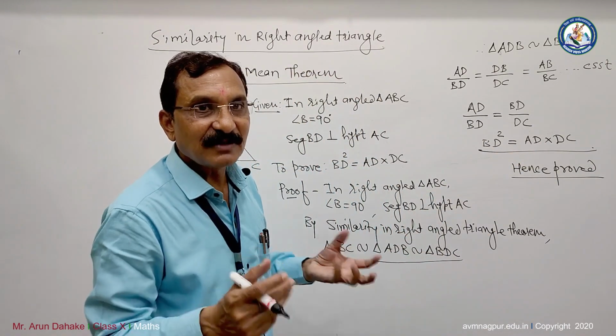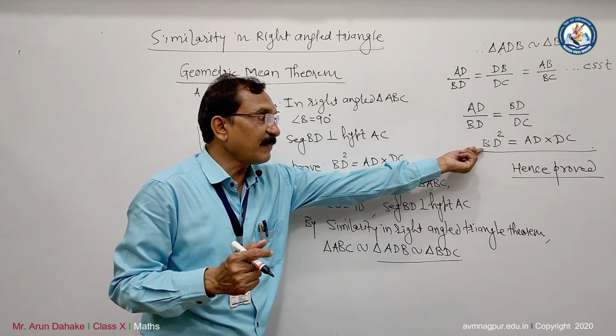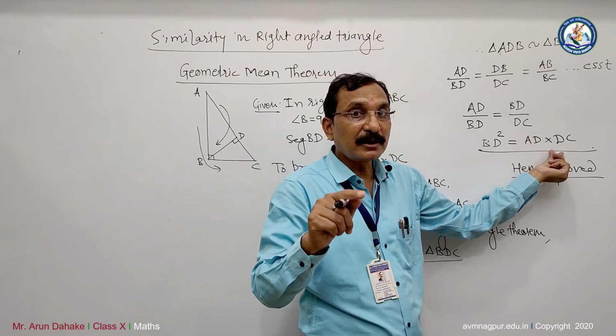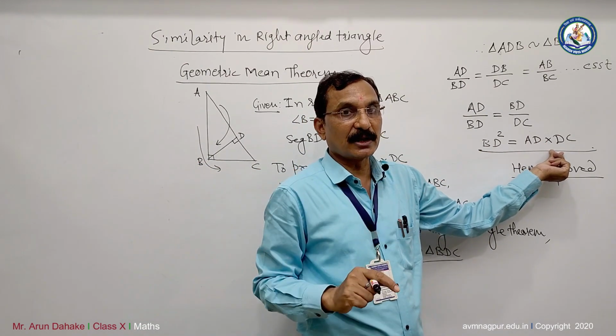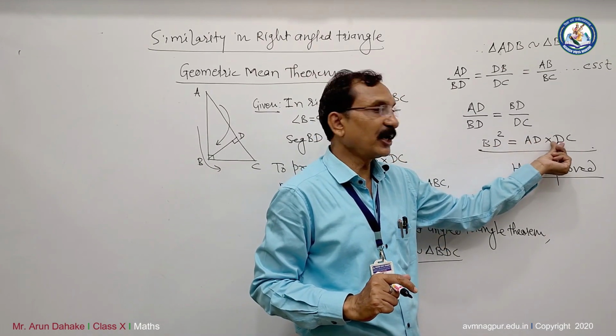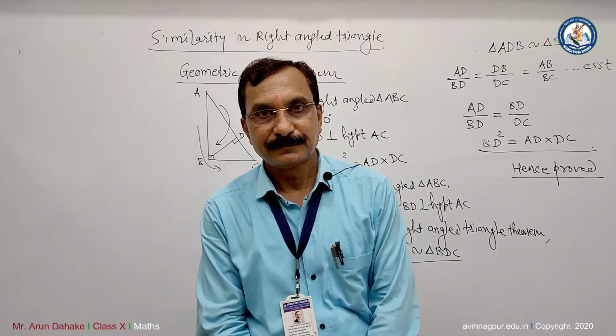What is the meaning of this theorem? The square of the geometric mean is equal to the product of the divided parts of the hypotenuse. So BD square is equal to AD into DC. This is a very important part of this one.